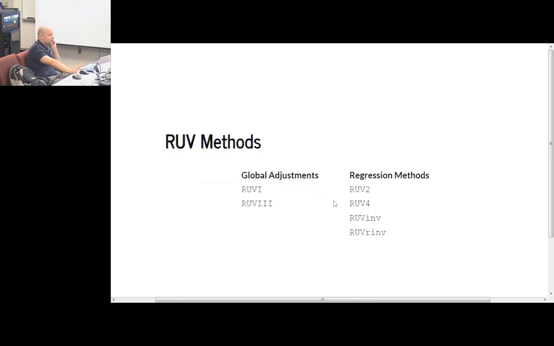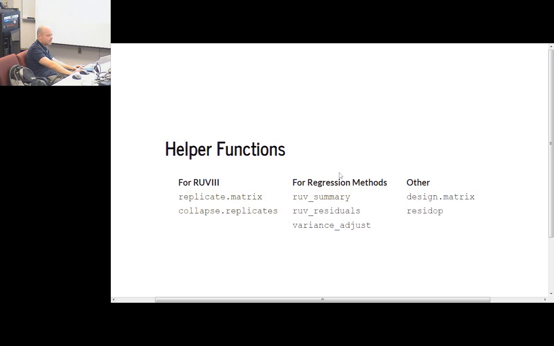Okay, so quick overview of the functions. Here are the core RUV adjustment methods. There are two for global adjustments, RUV1 and RUV3, and there are four for regression or differential expression. I'm going to talk about these separately in a minute. So these are the main adjustment algorithms. There are some helper functions to help use these. The ones that I have highlighted here in yellow are ones that you'll use on a pretty regular basis.